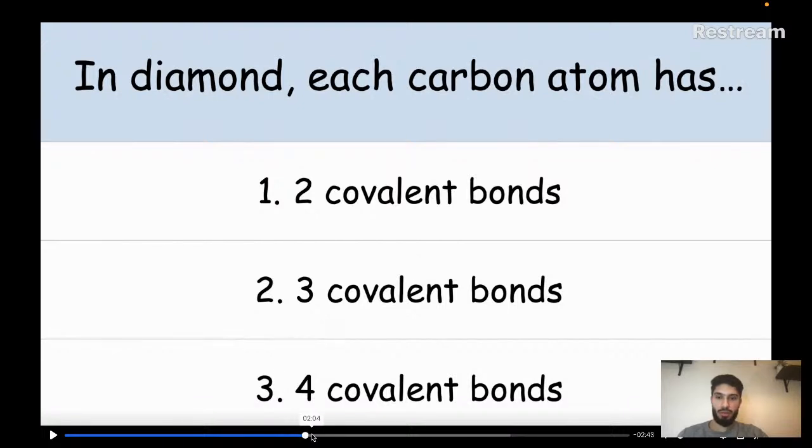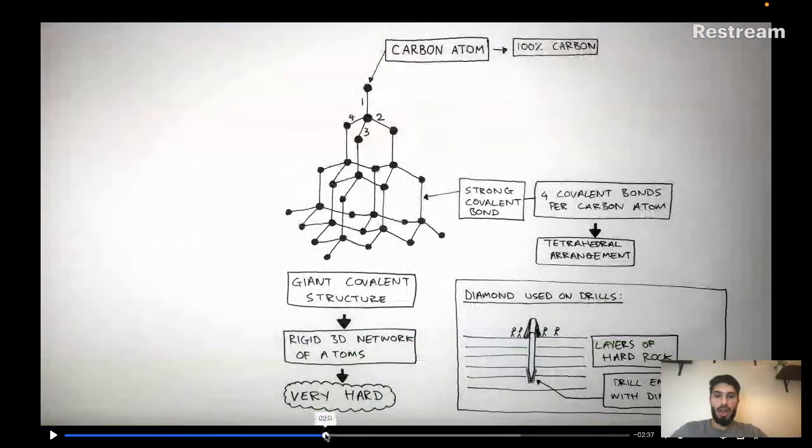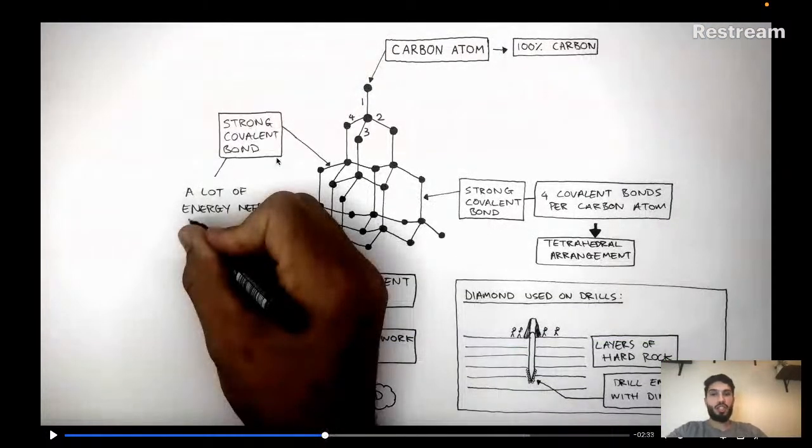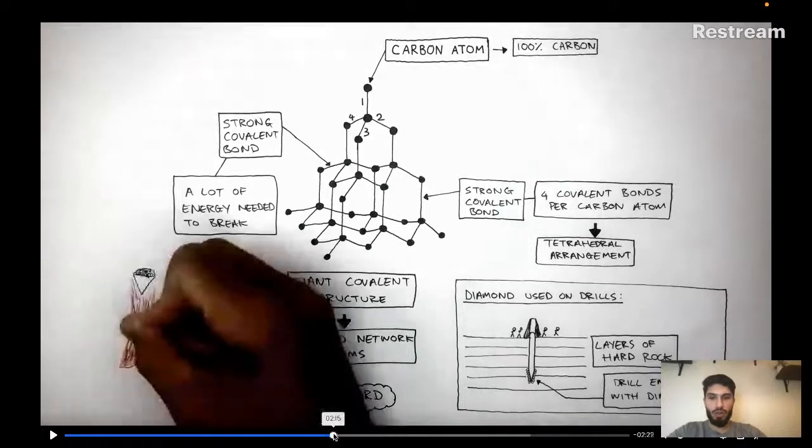Number 3, 4 covalent bonds. Let's go back. 4 covalent bonds. Okay, let's move on now. So these are strong covalent bonds, and a lot of energy is needed to break these strong covalent bonds. Now look how many there are. There are going to be billions and billions and billions of these very strong covalent bonds.